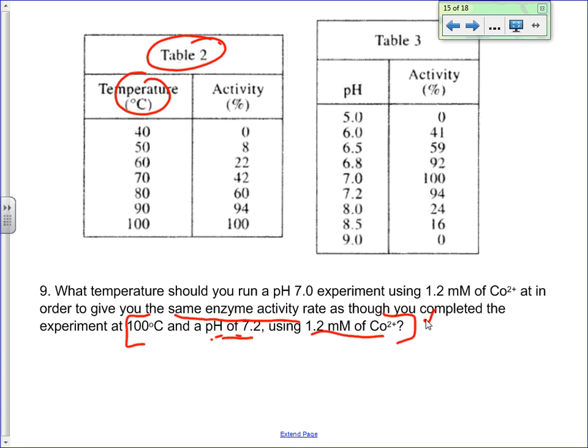7.2, where would we have to find that? Because the experiment 2 pH is 7, where could we find a pH of 7.2? Yeah, in experiment 3, right here. But what about the temperature of experiment 3? Is the temperature of experiment 3 100 degrees Celsius?